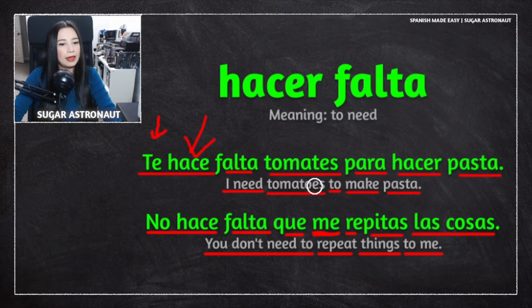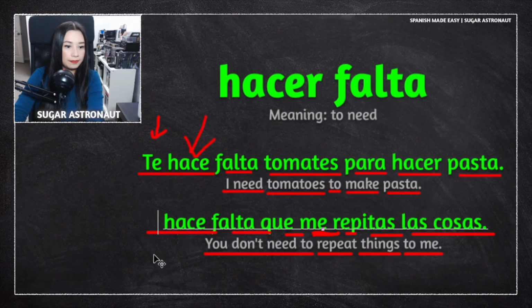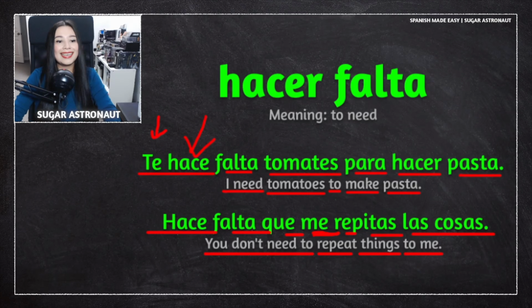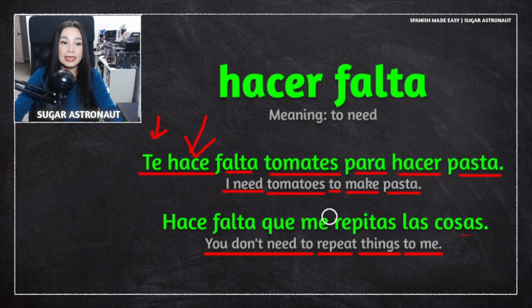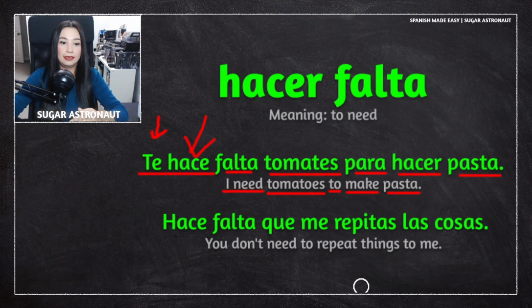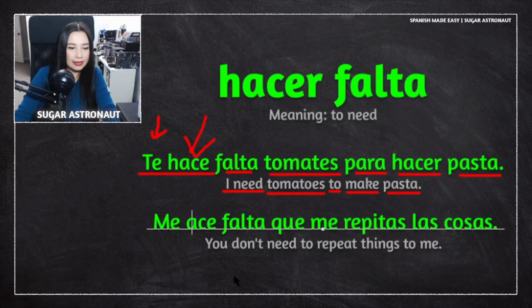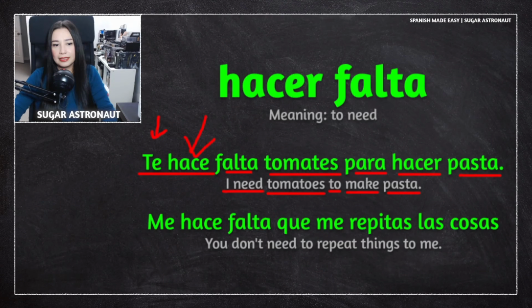So remember, que can be added right after no hace falta, or it could be positive and you can remove no. And you can say, hace falta que me repitas las cosas. So that is the opposite. You need to repeat things to me. Okay? So it's very, very interesting how it works. You can also say, me hace falta. Okay? Que me repitas las cosas. You can say that for sure.